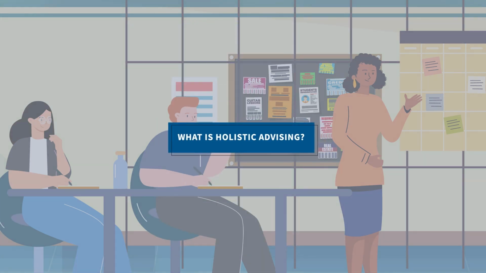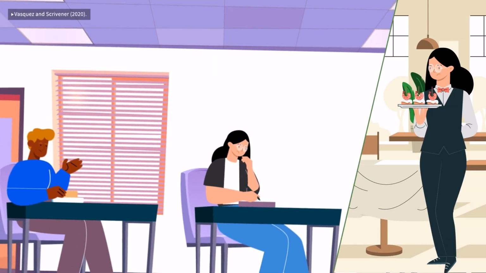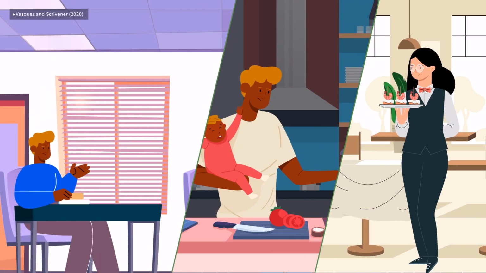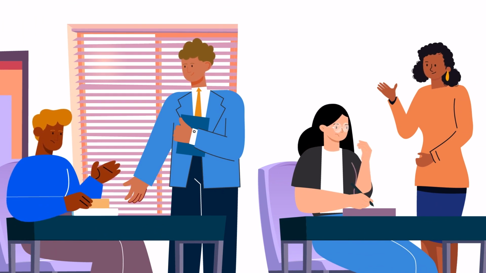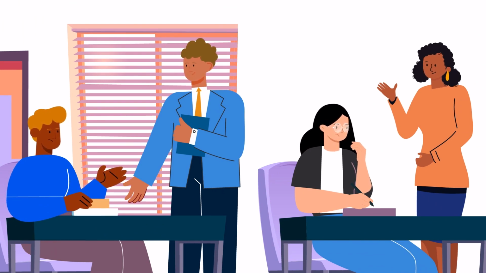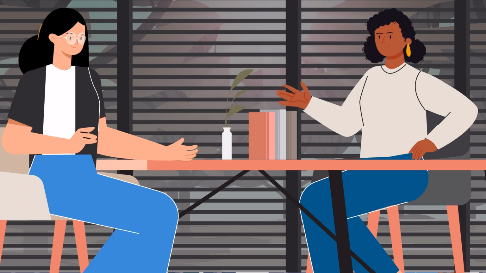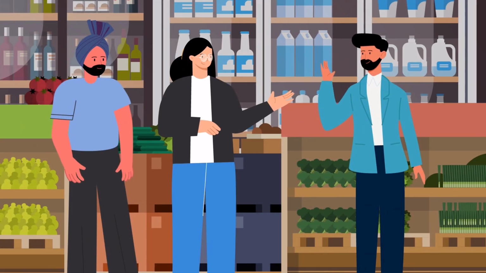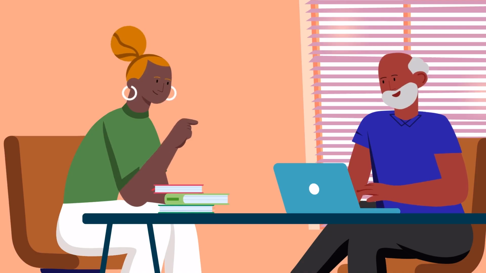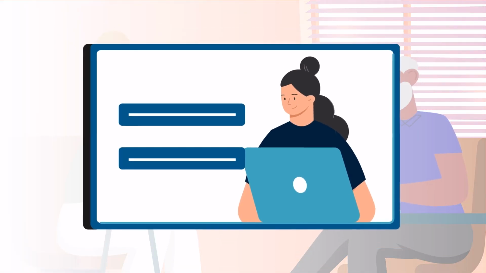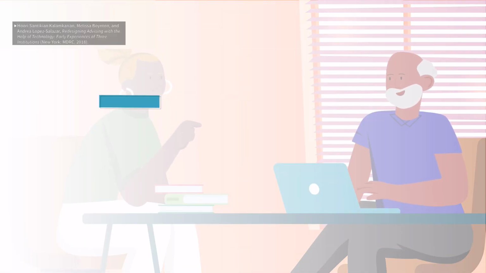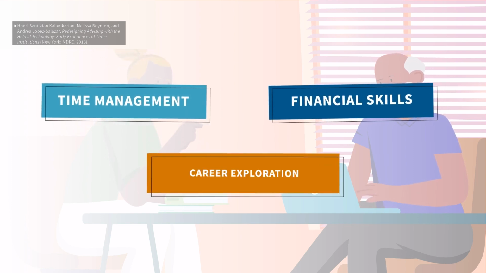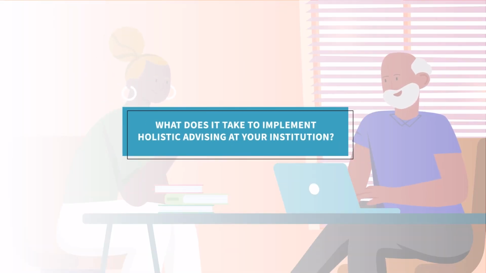What is holistic advising? Students face barriers inside and outside of the classroom, and holistic advising provides academic and non-academic support to students. Holistic advising can include identity development, emotional support, basic needs support like connecting students with food banks, academic support like taking advantage of professor office hours and accessing online learning materials, and help with time management, financial skills, and career exploration. What does it take to implement holistic advising at your institution?